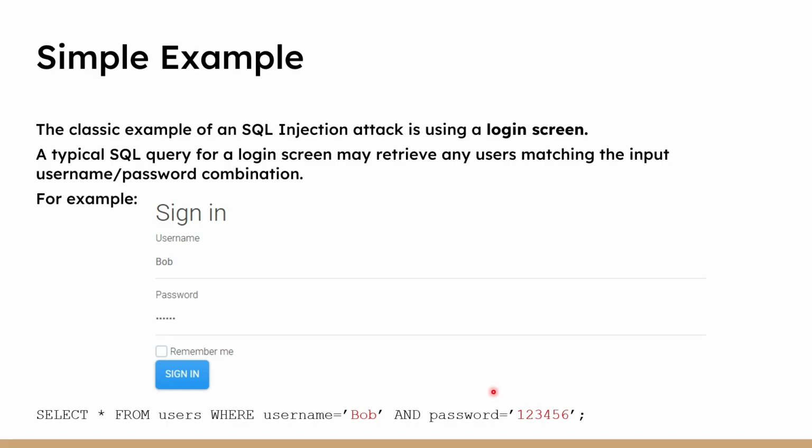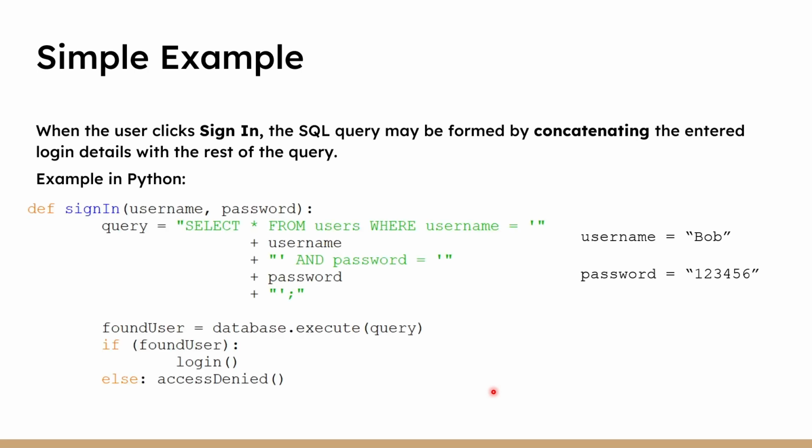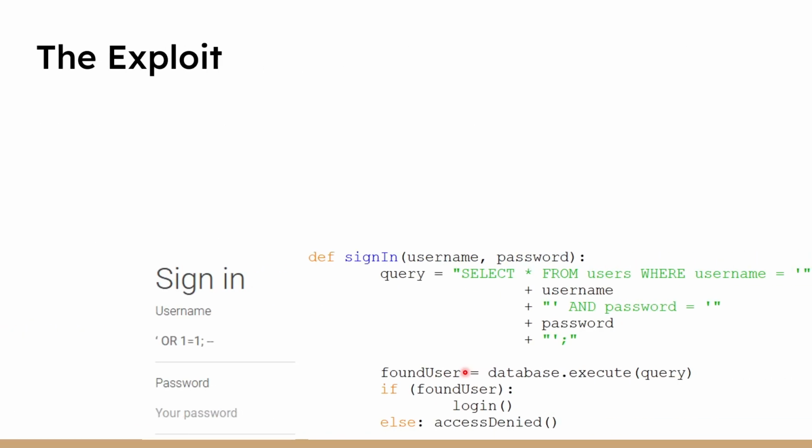It seems like it will work, and it would work, but it's not secure at all. Here's an example code which forms the query. It would be concatenated using strings like this. Then if it finds anything, they log in, and if it doesn't, then access denied. So that's the query. But this is not a good way of coding.